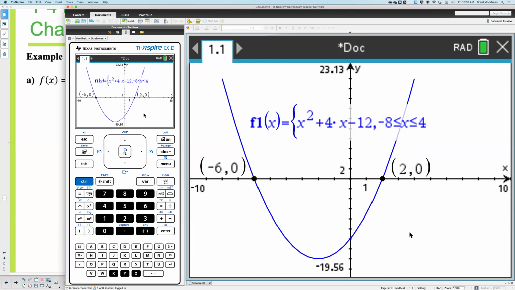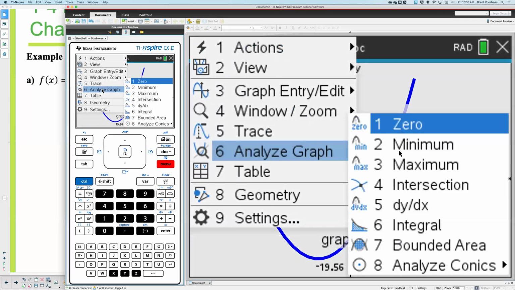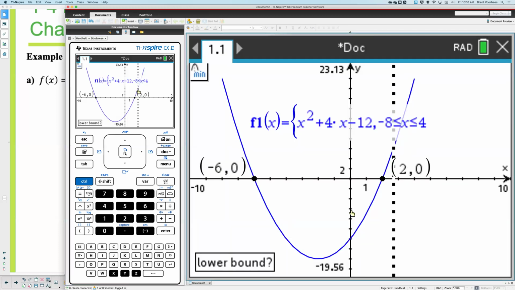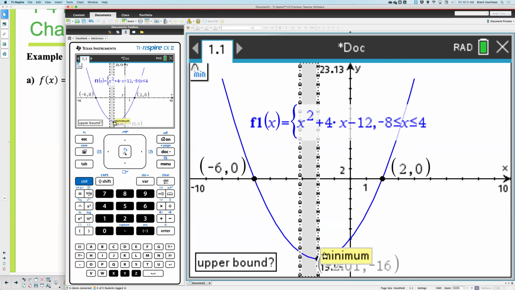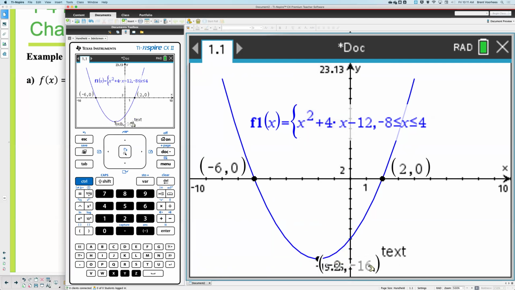Okay, now let's go back to analyze graph, and this time, the next one that comes up is the minimum. Let's find out what this minimum value is. So calculator, analyze graph, I want you to choose minimum. So again, it's gonna say lower bound and then followed by upper bound. So I think the minimum is somewhere in here, in this range. So I'm gonna go to the left of it, and I'm gonna click. And then for the upper bound, I go to the right of the minimum, and I click. And it should give you the points. What point are you getting for your minimum? -2, -16. Good.